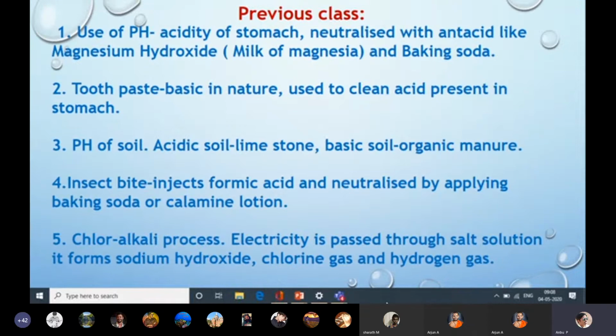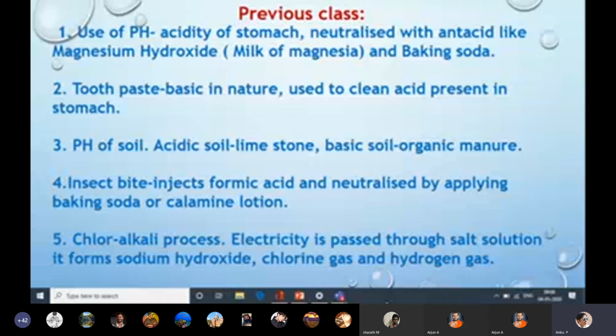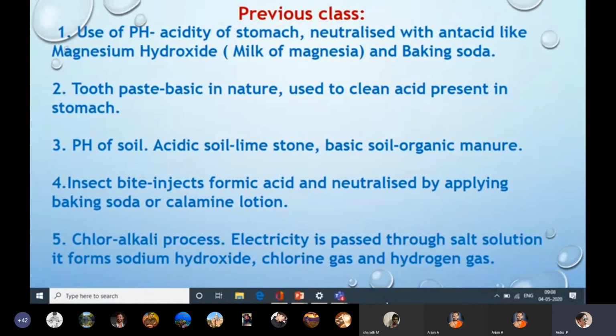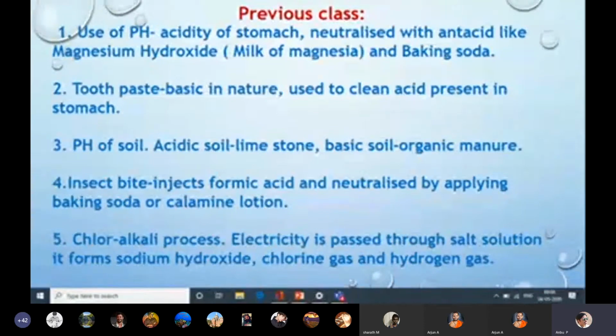Sodium hydroxide is a base. So by using sodium hydroxide, how do we synthesize baking soda? Chlorine gas has been used to synthesize bleaching powder, and hydrogen gas has been used as a fuel. So these are all the various uses of sodium hydroxide, chlorine gas and hydrogen gas.